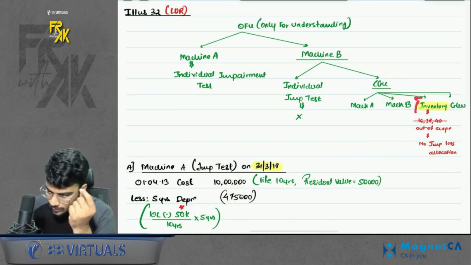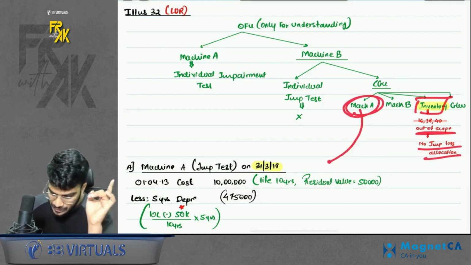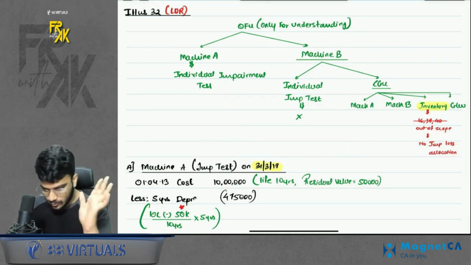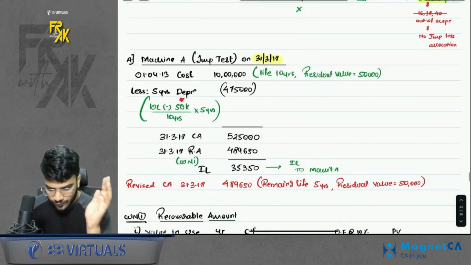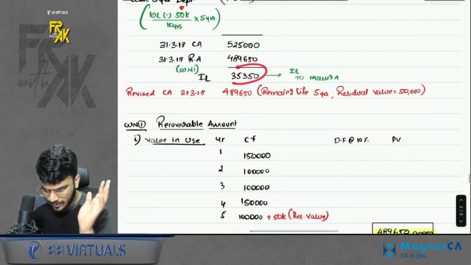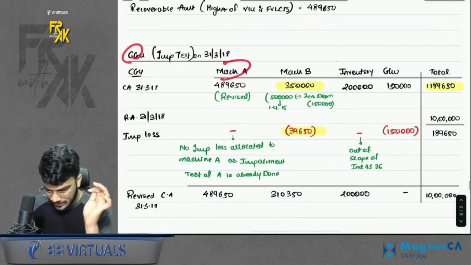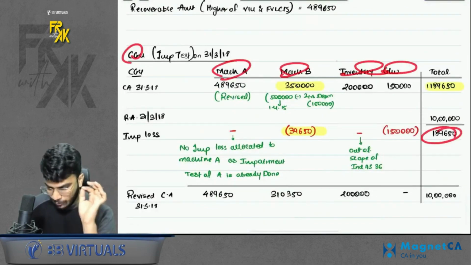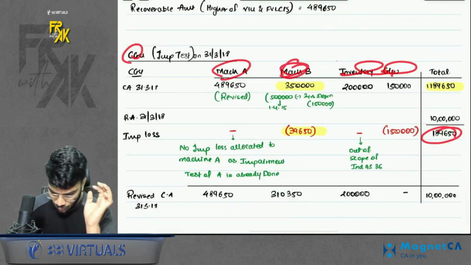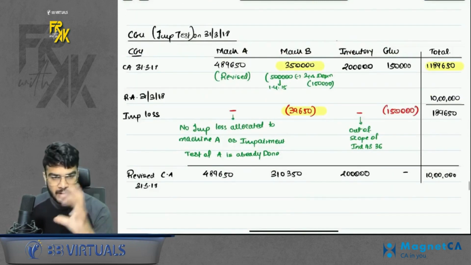Sir, why not inventory? Inventory is out of scope, so no allocation. Why not machine A? Machine A test already done, so no allocation. Okay, so likewise what we did was, we first did the impairment test of machine A. We got any loss, okay, so we allocated against the machine A. Then we did the impairment test of CGU. In CGU, whatever loss we got, we allocated only against goodwill and machine B. See, no loss to machine A and inventory. This is clear. This was the first part of the question.